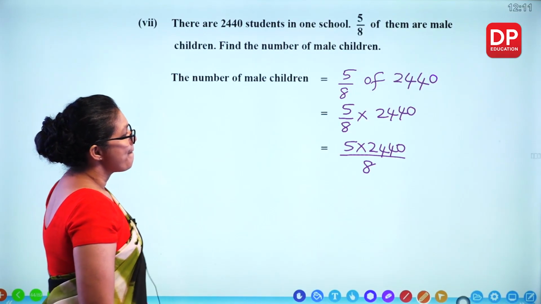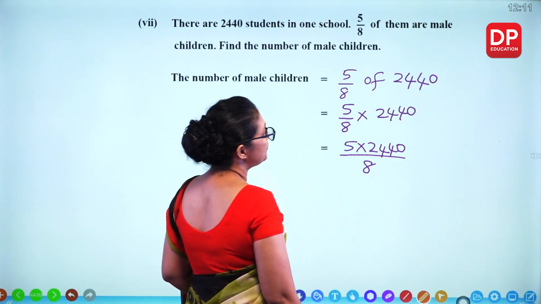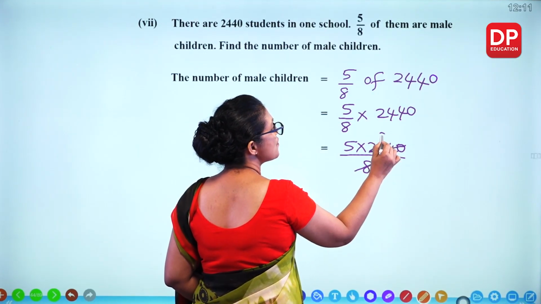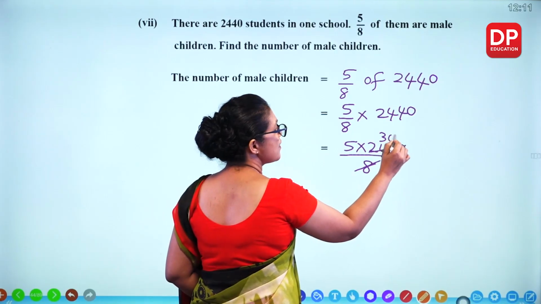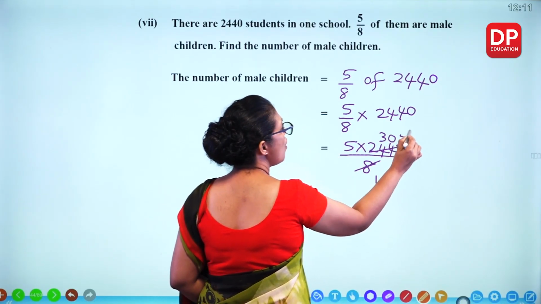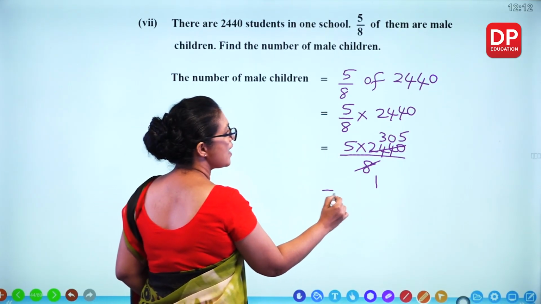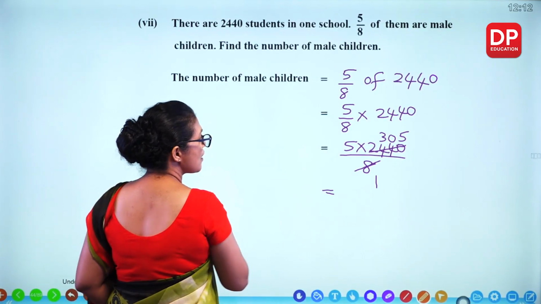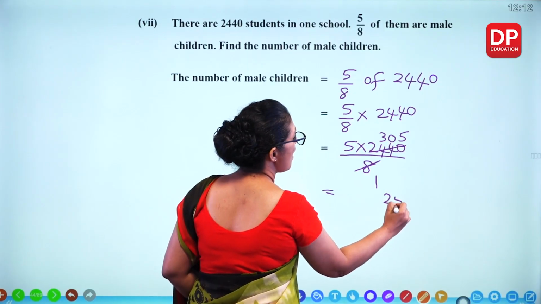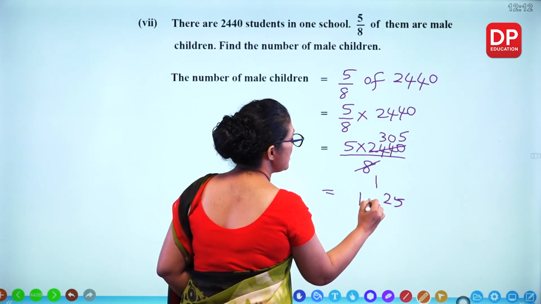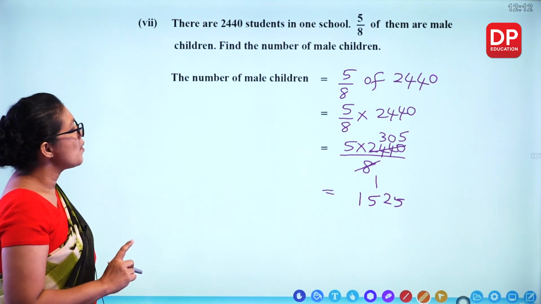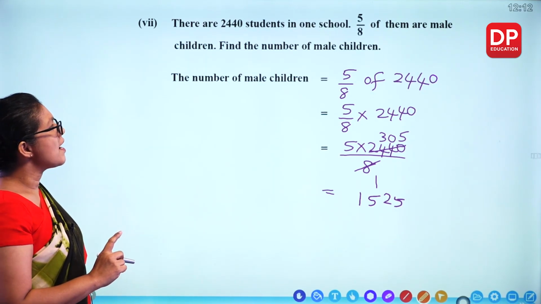Now you can divide by 8 here. 8 times 3, 24. Nothing for 4 and 5 for 40. So 5 times 5, 25. 5 times 5, 25. And 5 times 3, 15. So 1525 male children are there.